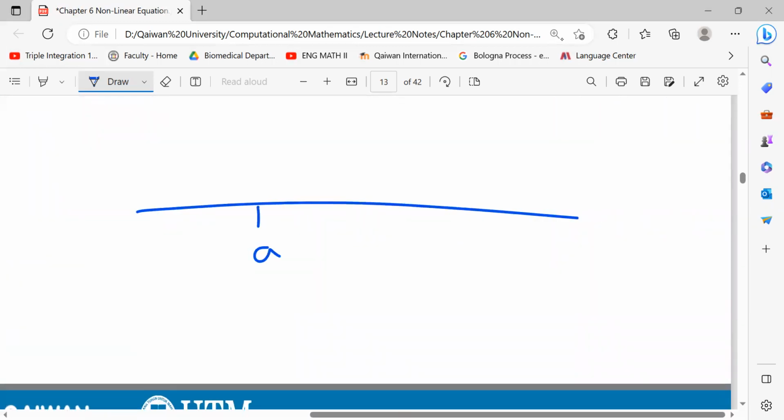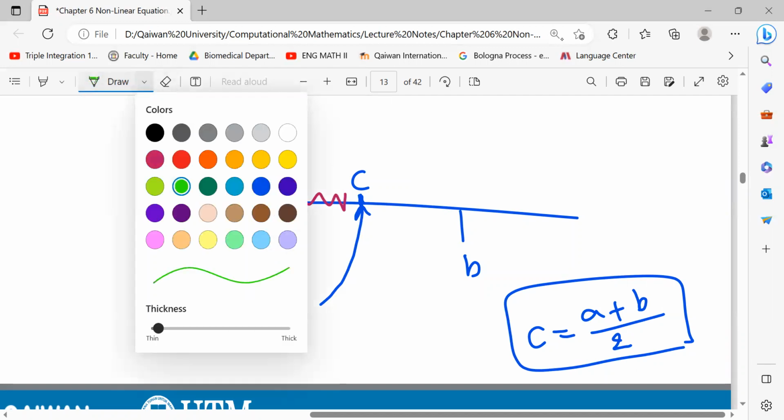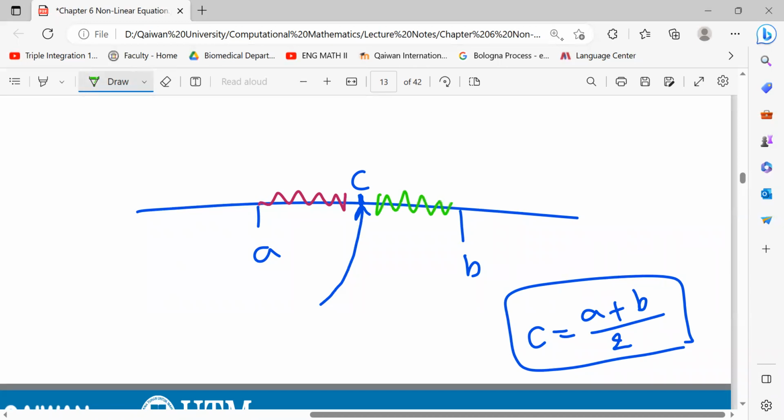Let's say this is A, this is B. We find C. C is the midpoint of AB. You see, C is A plus B divided by 2. C is here. We now have two new intervals. As you see, we have this interval and this interval. We need to choose one of these two intervals for the next iteration.